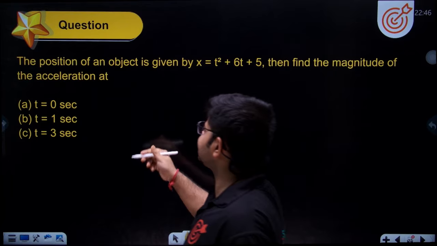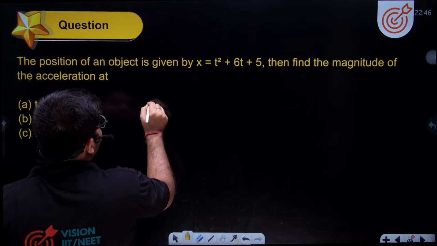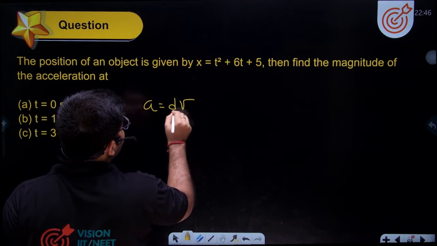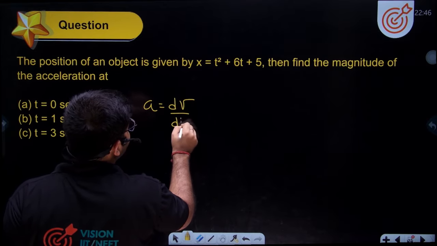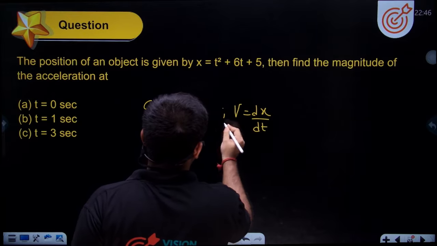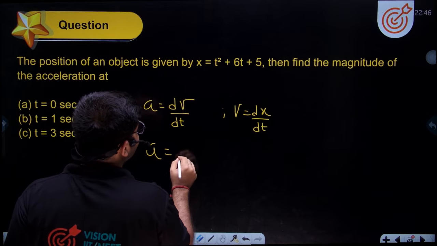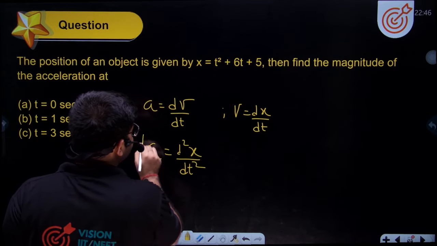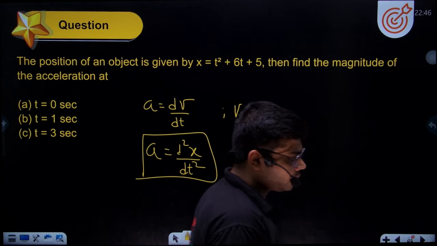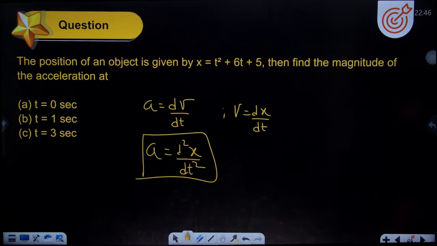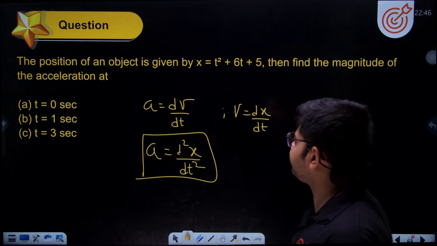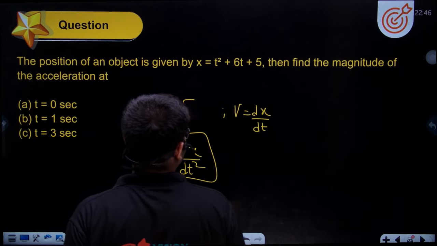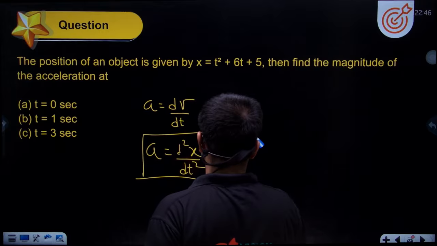Acceleration is nothing but dv/dt, and velocity is nothing but dx/dt. So from here we can say that a is equal to d2x/dt2. That is double differentiation of x, that is the position. Okay. So what we will do here, we'll simply differentiate it once to find the velocity, and then the velocity is going to be differentiated again.